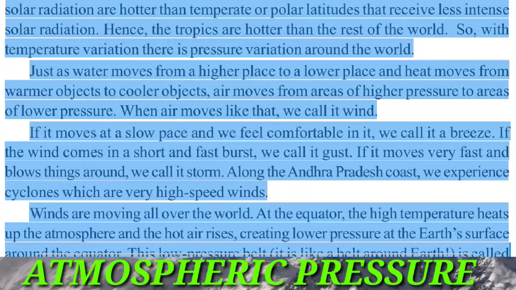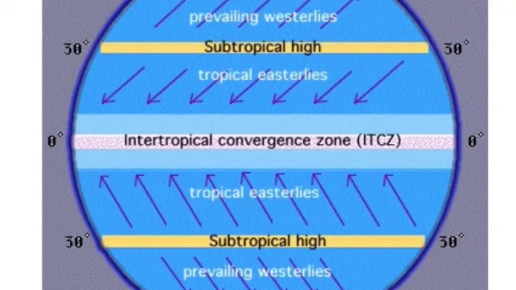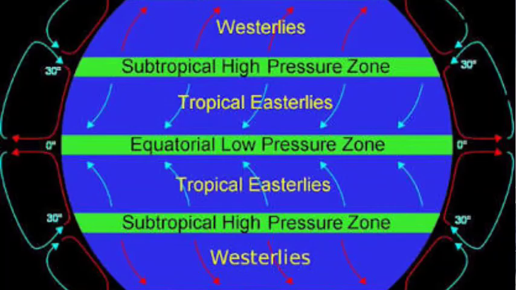Understand? Winds are moving all over the world. At the equator, the high temperature heats up the atmosphere and the hot air rises, creating low pressure at the Earth's surface around the equator. This low pressure belt is called the equatorial low pressure belt or intertropical convergence zone. Understand? It's called ITCZ. It is also known as doldrums. Okay? Right.